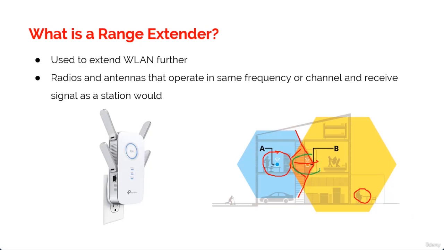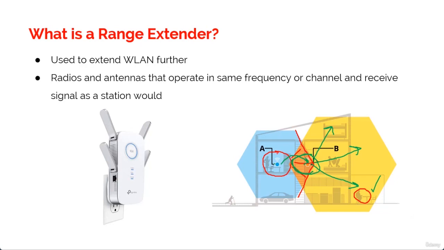Yeah, so if we guess that this device is used to extend the range of the network, then you are probably right. In some cases, you need the WLAN to extend further than the technology in use is designed to deliver. In that case, we can install what is called a range extender. Now, these are radios and antennas that function on the same frequency or channel and receive the signal as the station would, and then transmit it in the direction you desire to your clients that are out of reach of the original access point.